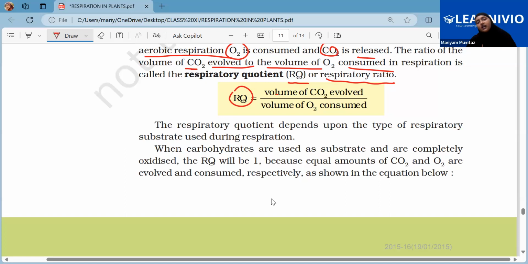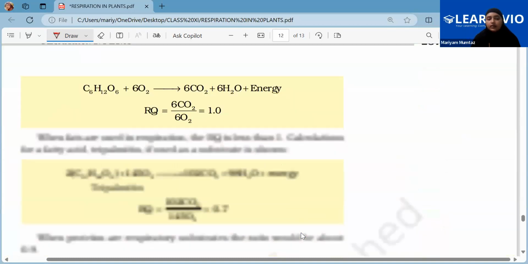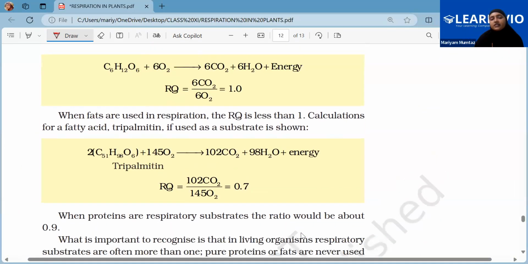When carbohydrates are used as substrate and are completely oxidized, because the whole carbohydrate molecule gets broken down, in that case the RQ value will be 1, because the amount of CO2 evolved will be equal to the amount of O2 consumed. Just like here, if 6 molecules of O2 are taken in, then 6 molecules of CO2 are let out. So the RQ value when carbohydrate is used is 1.